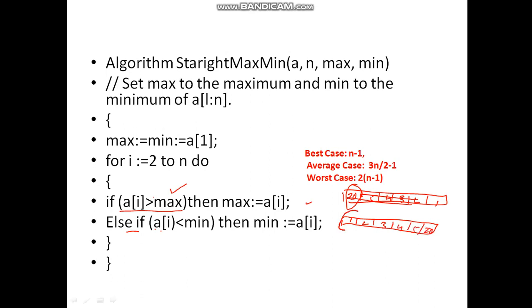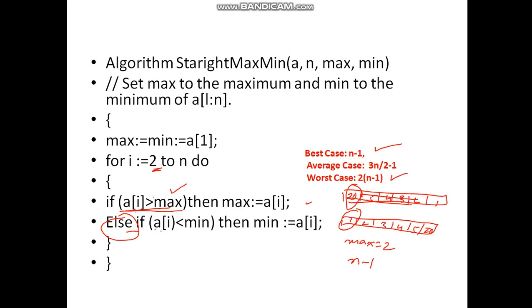So the first element will be considered as max, and then it will be compared with the second element. The second element is greater than max. So max is equal to 2 now, and since this condition is true, the else part will not execute. So in this case, n minus 1 comparisons will happen in the best case. This is the best case.